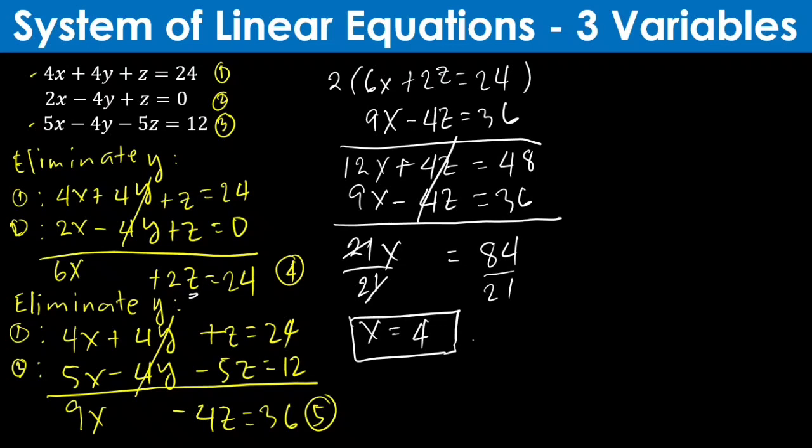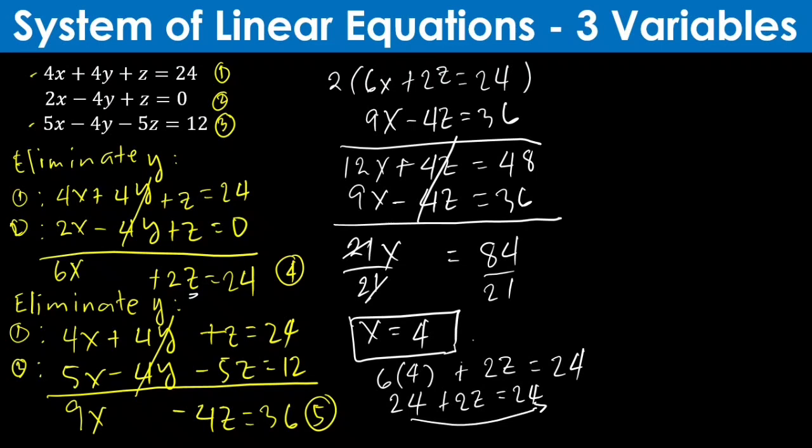Now I will select equation number 4. Let's change our x to 4 in equation number 4. Okay, plus 2z equals 24. And this is 24 here, plus 2z equals 24. Move our 24 to this side, that's minus 24. Go on here, we have 2z equals 0. That means our z equals 0. So we now have the values of our two variables.